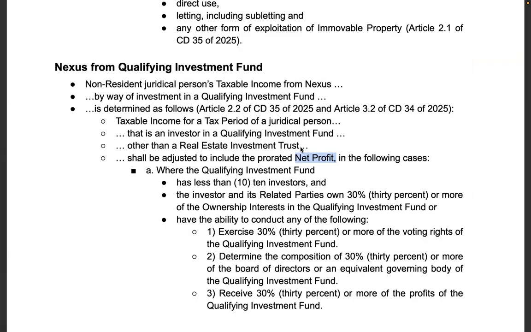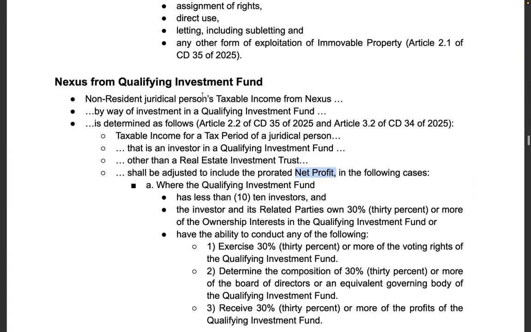taxable income. But don't you think this is a unique situation? This qualifying investment fund then becomes tax transparent. Don't you think so? If the income is being taxed in the hands of the investor, don't you think this is a tax transparent entity then?